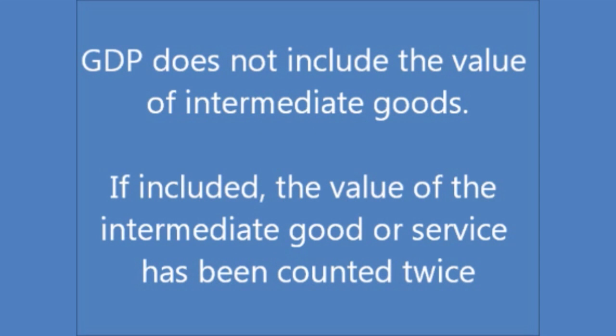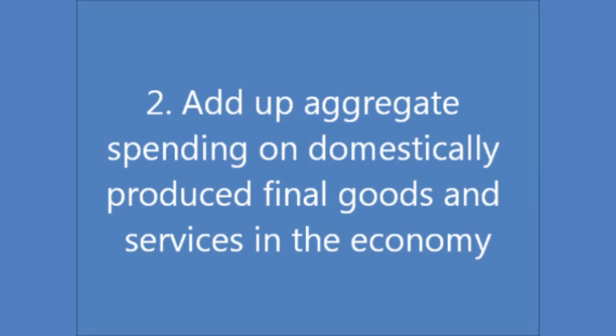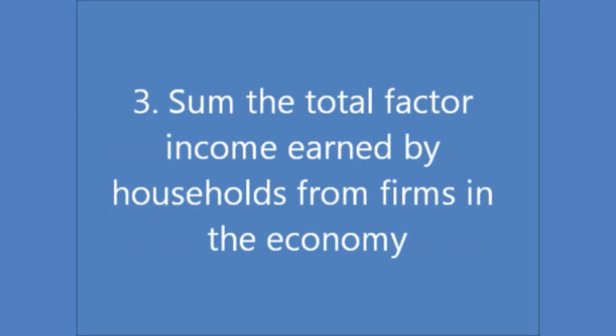Intermediate goods and services are goods and services used in the eventual production of a final good or finished product. These goods are sold by industries to one another for the purpose of resale or producing other goods. 2. Add up aggregate spending on domestically produced final goods and services in the economy. And 3. Sum the total factor income earned by households from firms in the economy.